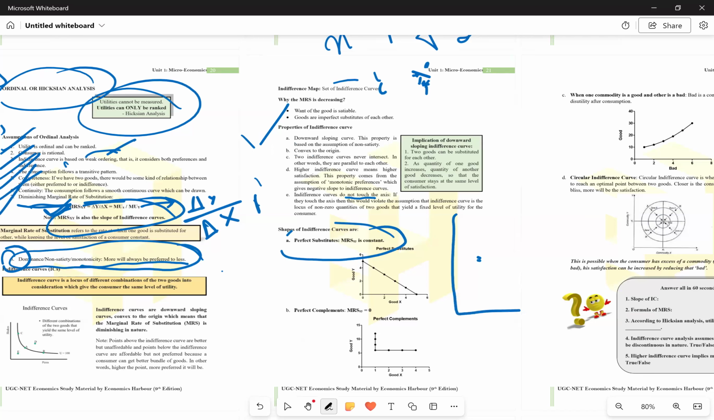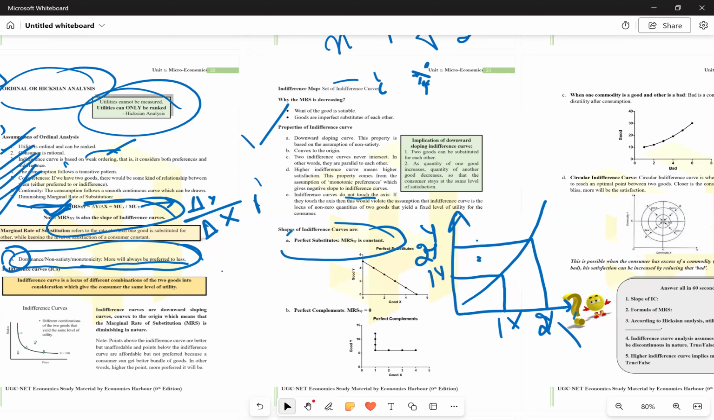Okay, so now let's just do it again. If there are two goods, X and Y, and if your curve is upward sloping, here you are getting 1 unit of Y and 1 unit of X. Another point is like this, where you are getting 2 units of Y and 2 units of X. One thing we say is that all the points on the indifference curve give you equal satisfaction. But here we are also seeing that the more you consume of both the goods, the more satisfaction you will get. So this point B is more than A for both the commodities.